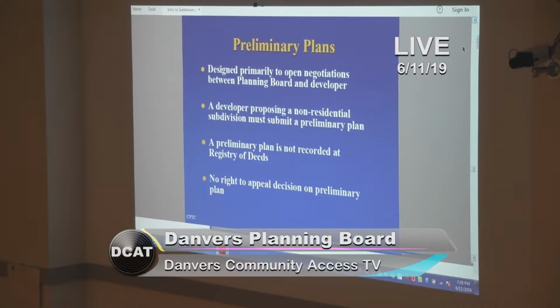So preliminary plans, it's interesting, I find different towns, the tool of submitting a preliminary plan is used much more frequently than others. I don't know if it's something that applicants come in to you with a lot of preliminary plans. It can be a really useful tool, basically just to get informal input from the planning board prior to spending all the money on creating definitive plans.